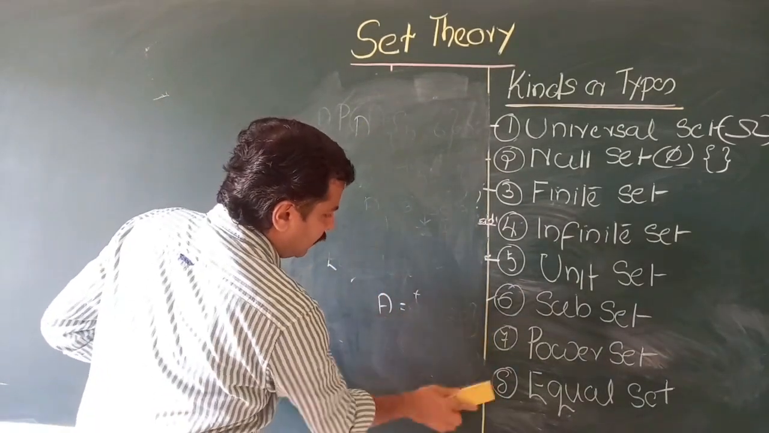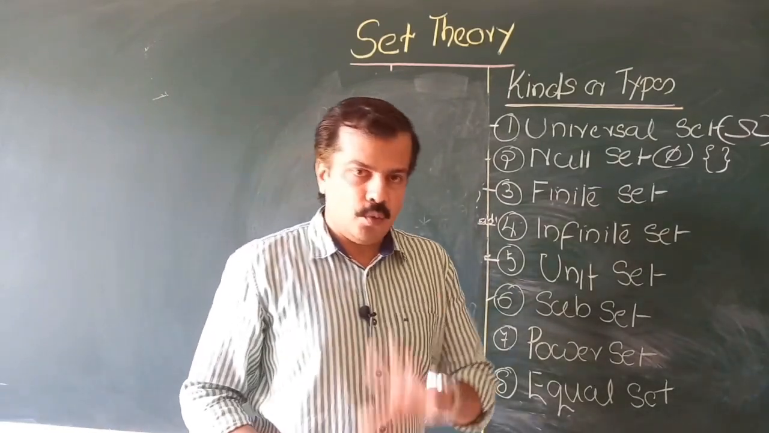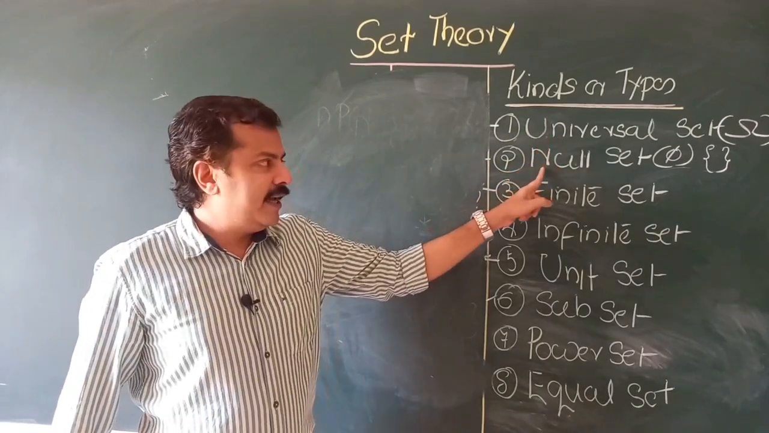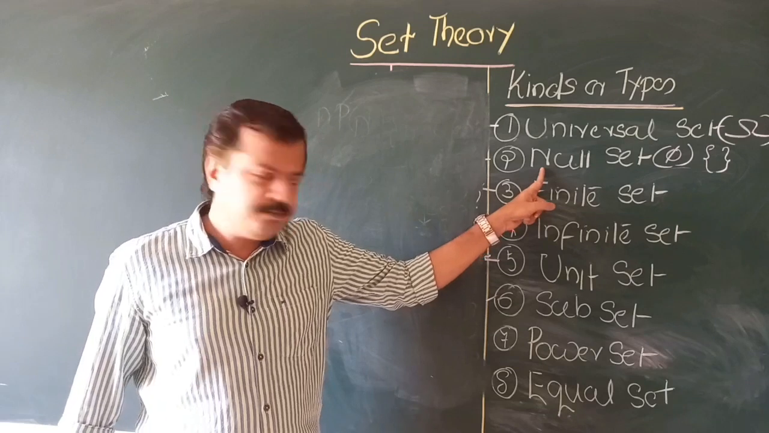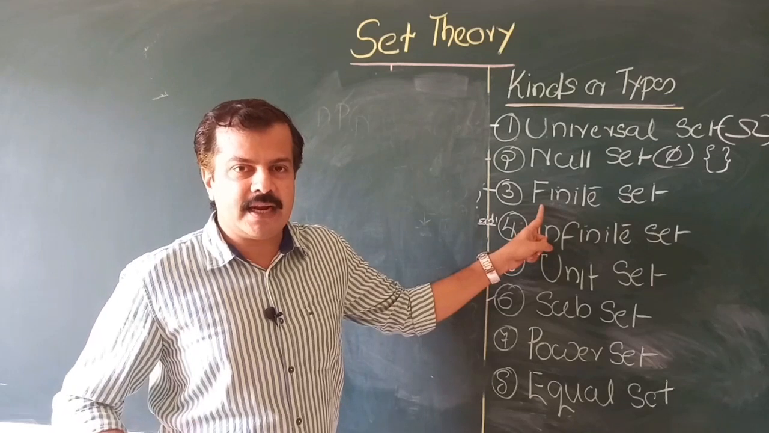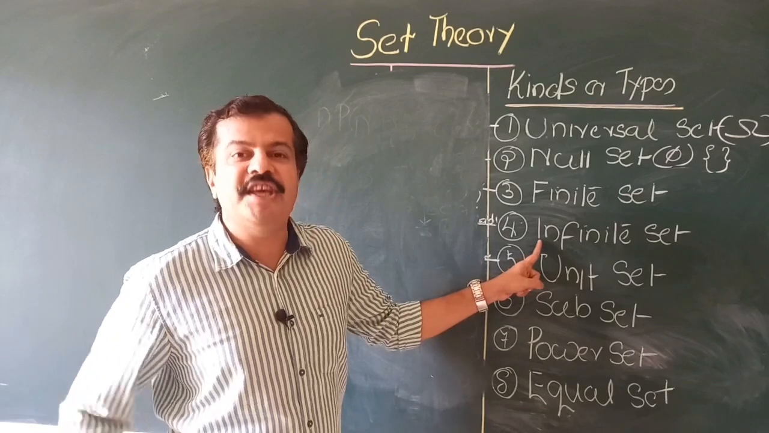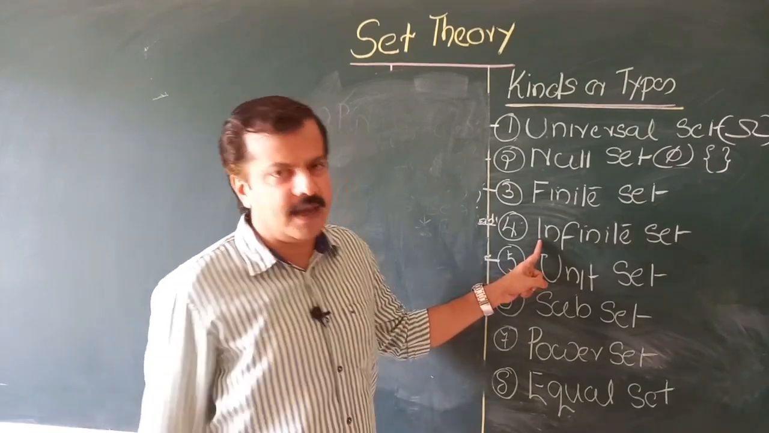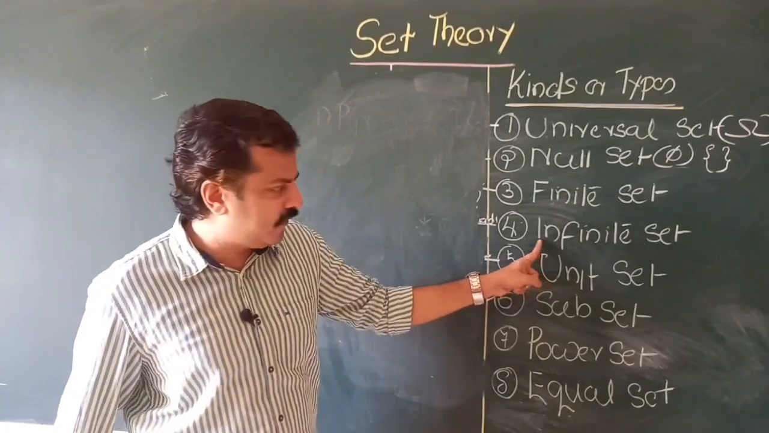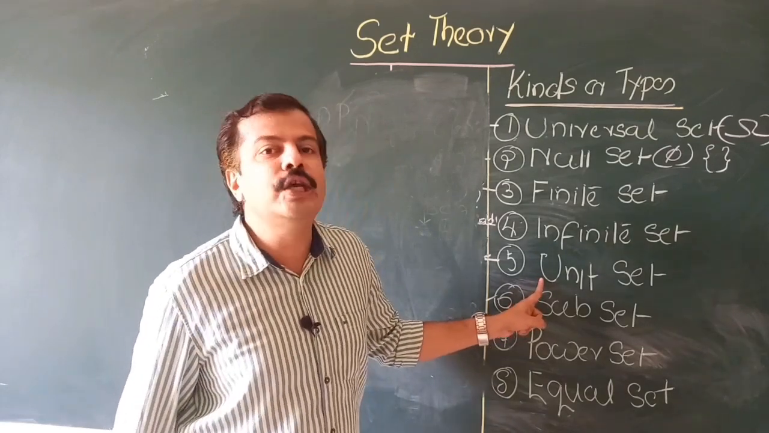So how many types do we have? We have 8 different types of set. Once more, the universal set is an all-inclusive set. The null set consists of no element, it's an empty set. A finite set means the number of elements is countable. If a set consists of an infinite number of elements, like for example stars in the sky, a non-denumerable set, we call it an infinite set. A set having only one element is called a singleton set or unit set.